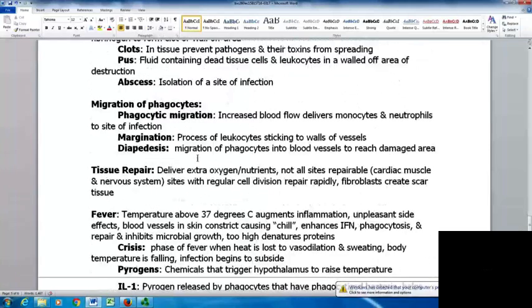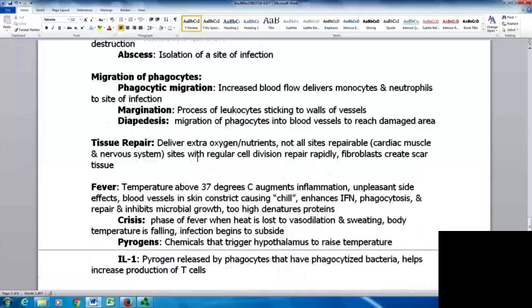So with the migration of phagocytes, this will increase blood flow, and it delivers monocytes and neutrophils to the site of infection. Margination is the process of the leukocytes sticking to the walls of the vessels, where diapedesis is the migration of the phagocytes to the blood vessels to reach the damaged area.